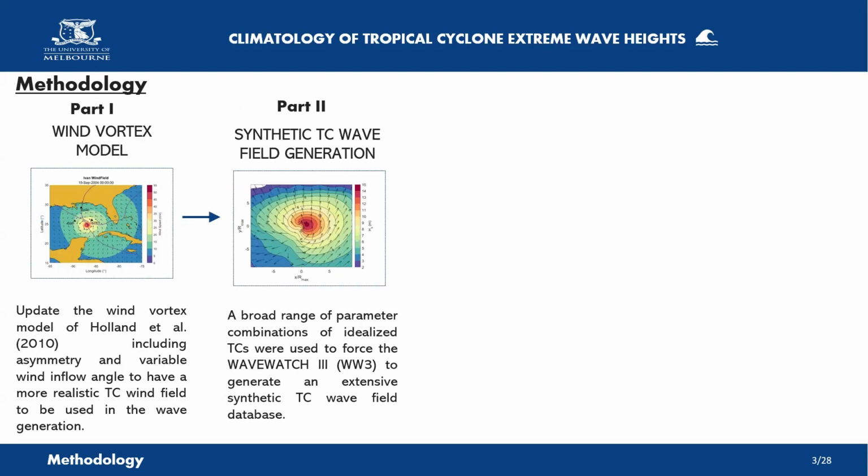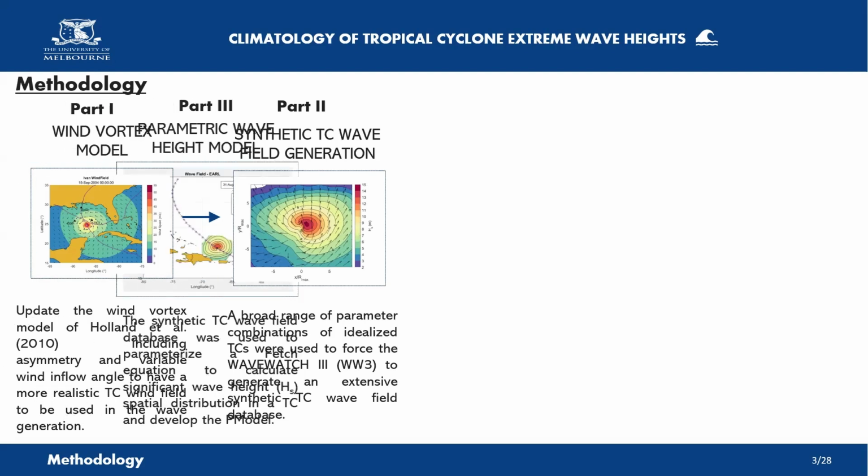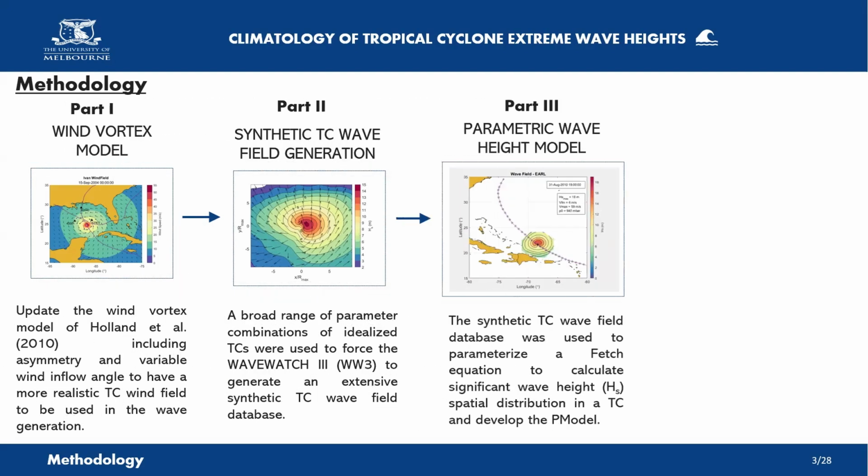Then a broad range of parameter combinations of idealized tropical cyclones were used to force the spectral wave model WaveWatch 3 to generate an extensive synthetic wave field database. This database was used to parameterize a fetch equation to calculate the significant wave height spatial distribution in a tropical cyclone and develop the parametric wave height model.